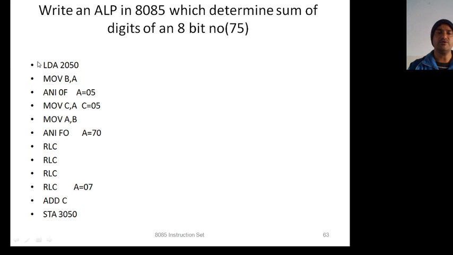Just from here you can see the contents of A will be 75. I am using temporary register B equal to 75, ANI 0F. You know where there is F, that digit will come, and where there is 0, that digit will be masked. So A will be 05. Now the data is available in A, 05. Now move to the C register, C is 05. Now MOV A comma B, B is 75, A is 75. Now ANI F0, A equal to 70. After applying RLC 4 times or RRC 4 times, you will get the reverse of the digits. Now ADD C, STA 3050.